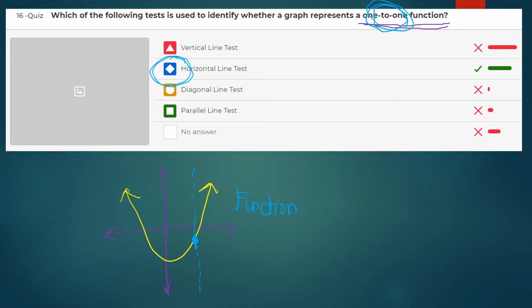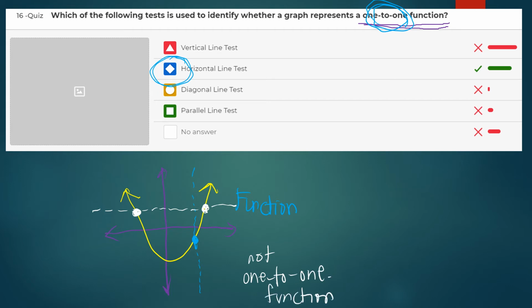Okay? So in this case, if you're going to draw a horizontal line across the graph, ayun. So horizontal line test, it intersected the graph at more than one point. Pag in-intersect yung graph at more than one point, it only means that the given function is not a one-to-one function. Okay? So this is not one-to-one. It's not a one-to-one function.